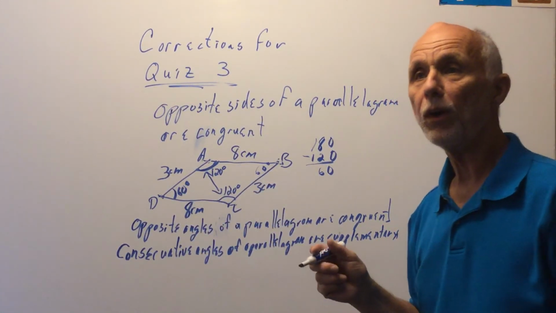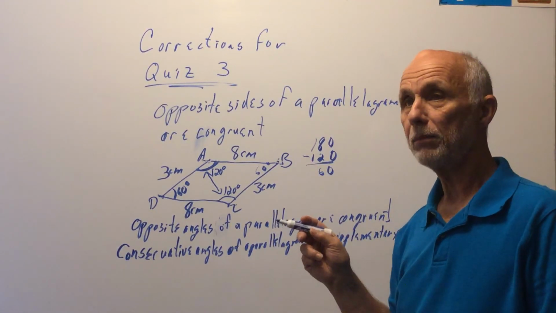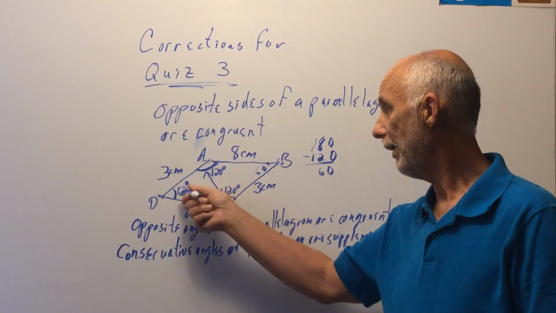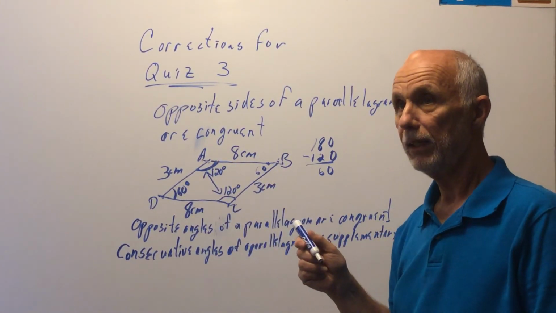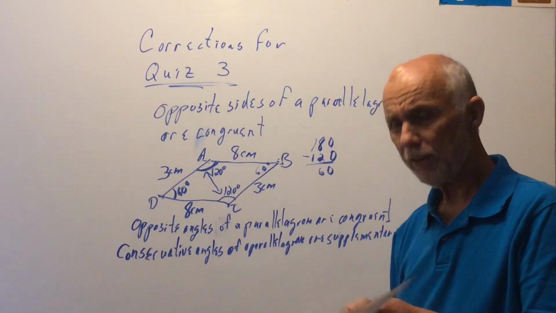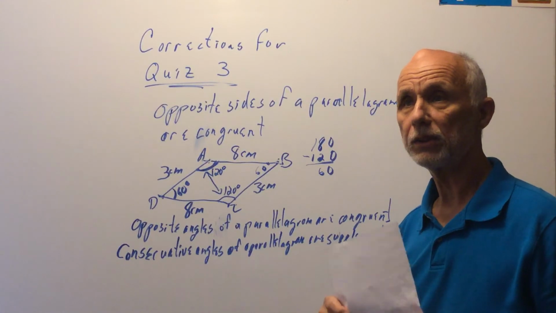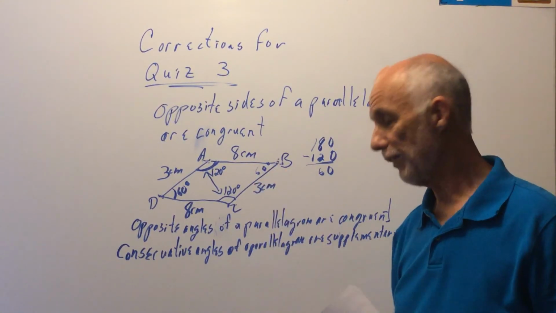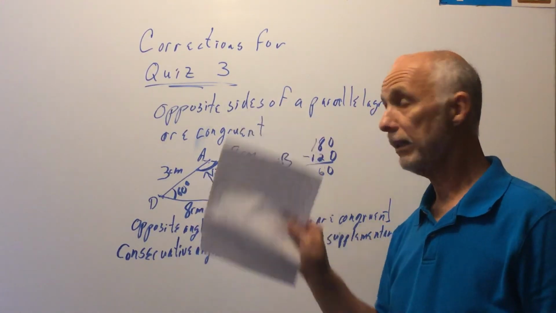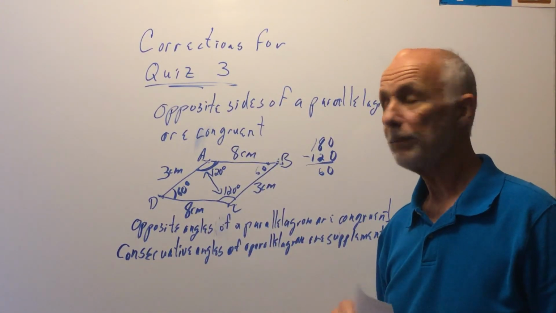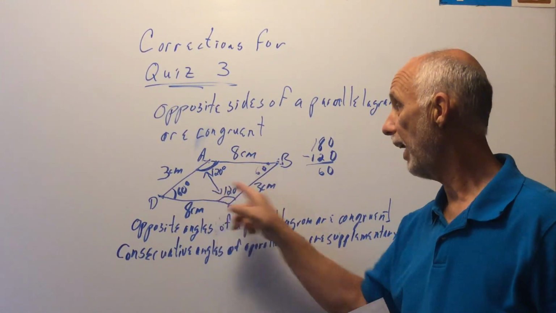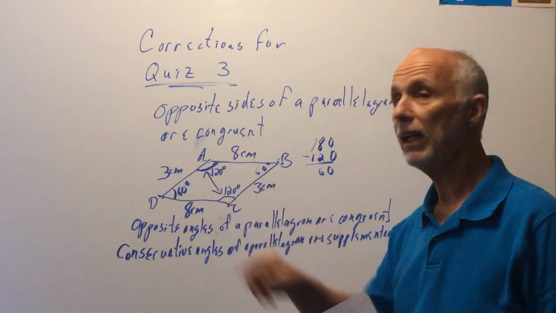So the truth is, if you know one angle of a parallelogram, you actually know all four. The opposite angle is congruent, and the consecutive angles are supplementary. And you can find the supplementary ones from subtracting from 180. I'll give you some notes on this and a homework on this, okay? But I wanted to go over that with you. So you have two things on this video: how to correct the quiz 3, and also how to find the missing sides of a parallelogram and the missing angles of a parallelogram.